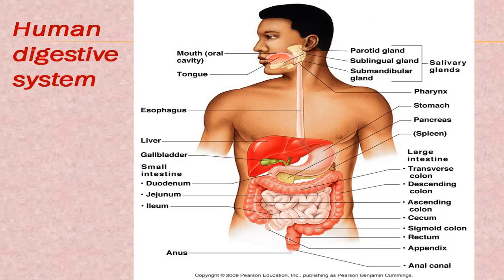This is a figure that shows the human digestive system. The human digestive system starts from the oral cavity, opens into the pharynx, then leads into the esophagus, then into the stomach, then small intestine, large intestine, which opens to the outside by the anus. And the accessory organs are salivary glands, tongue, teeth, liver, gallbladder, and pancreas that help in digestion.